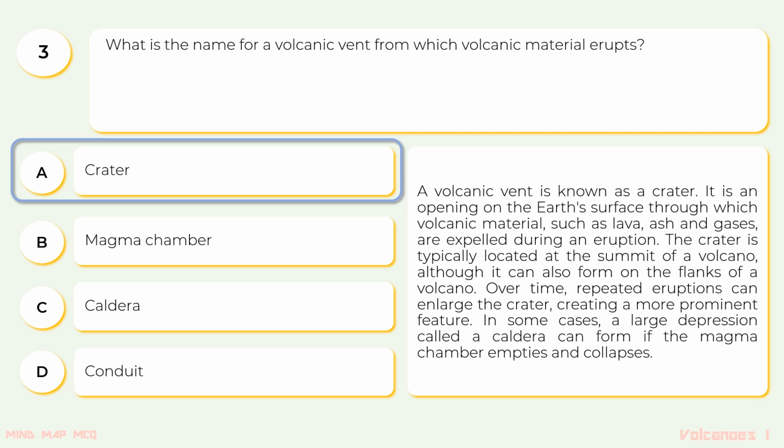It is an opening on Earth's surface through which volcanic material such as lava, ash, and gases are expelled during an eruption. The crater is typically located at the summit of a volcano, although it can also form on the flanks of a volcano. Over time, repeated eruptions can enlarge the crater, creating a more prominent feature. In some cases, a large depression called a caldera can form if the magma chamber empties and collapses.